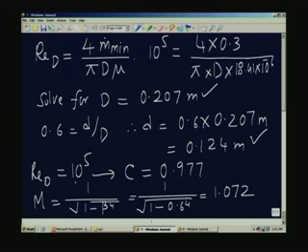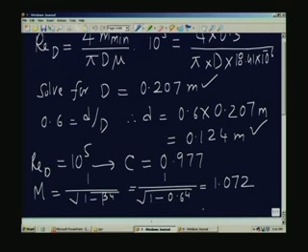And at a Reynolds number of 10 to the power 5, you remember that we had given a figure which gave the value of the coefficient of discharge as a function of Reynolds number, and from that we take the value of C equal to 0.977, and the value of m, the velocity of approach factor, is 1 over square root of 1 minus beta to the power of 4. It is 1 divided by square root of 1 minus 0.6 to the power of 4. It is 1.072.